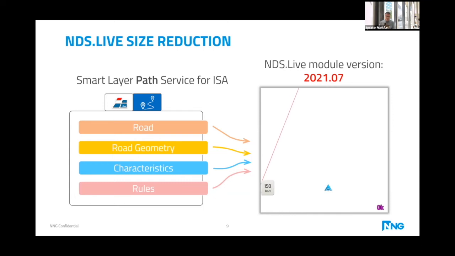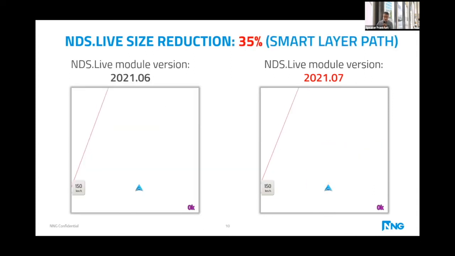But still, when it comes to annual data consumption, it can be significant. Then we applied the same smart layer path service to the new NDS.Live module version. We migrated the whole service and didn't change anything in the settings. Same routes, same data layers, but with the new module version. And what we saw is that this size reduction with the new module version is applicable for the smart layer path as well. Let's see it in a comparison.